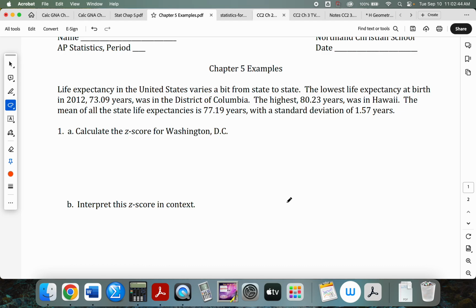All right. So let's take a look at this. First of all, let's calculate the z-score for Washington, D.C. So our z-score is going to be what we actually observed in Washington, D.C., 73.09, minus the mean, which is 77.19, divided by the standard deviation of 1.57. Clearly, that's going to be negative.